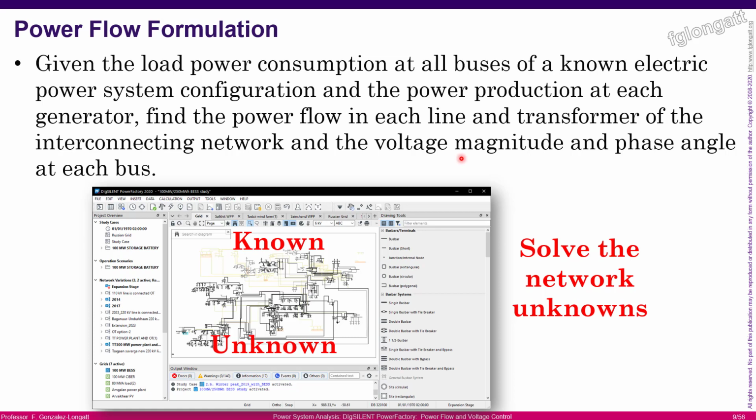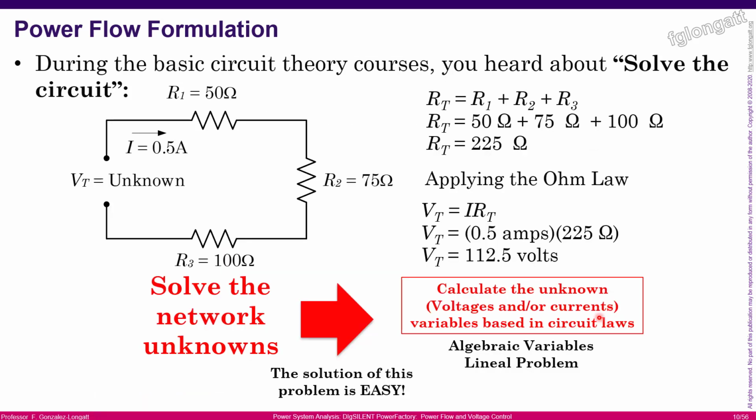The idea of power flow formulation is extremely simple. You have some variables that you know, P, Q, some impedance, admittance, and then there are some variables that are unknown and you want to know. Now the connection is that you need to solve the network. You need to use some mathematical rules in order to get those unknown values. And what is the best example that I can give you in order that you understand the power flow formulation?